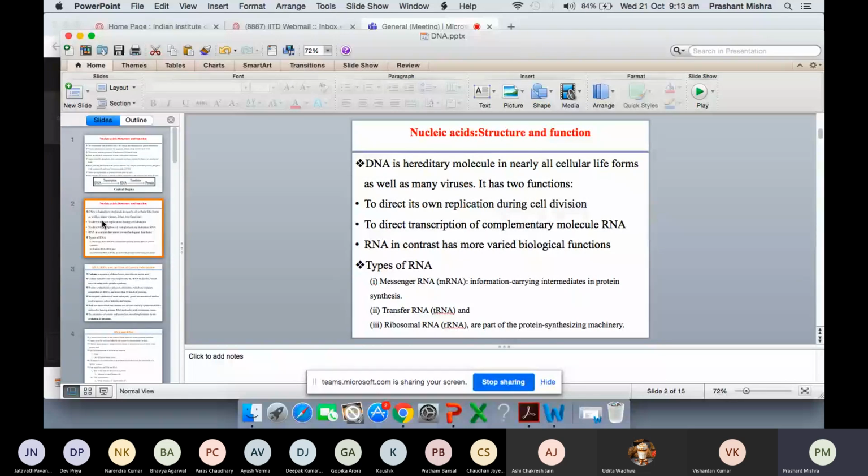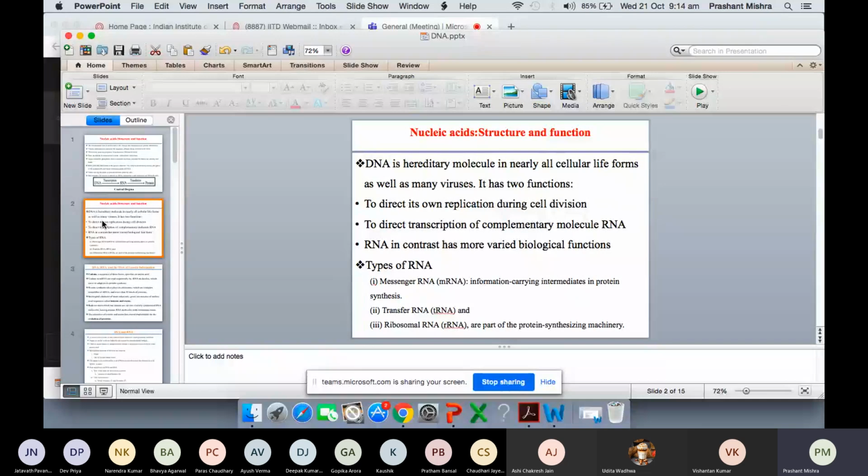Now, looking at the function of DNA, it has two major functions. One is that it directs its own replication during cell division, and the other is that DNA transcribes and forms a complementary molecule, which is an RNA molecule. So on one hand, DNA can form another DNA molecule. That means duplication. That way, the information can be transferred from one generation to another. The same copy of the DNA can move from one generation to another.